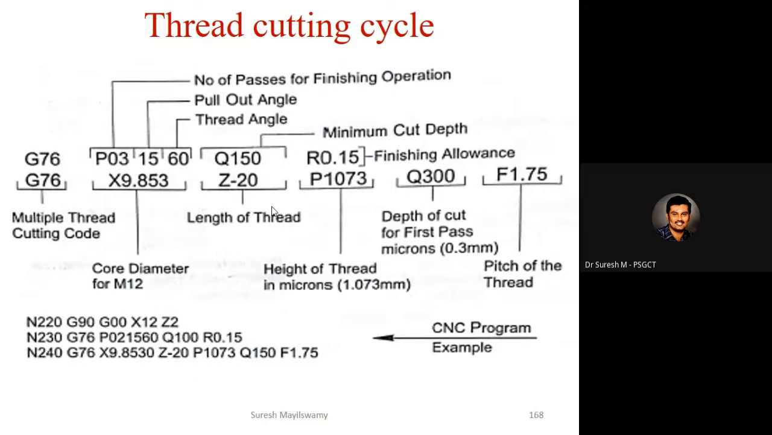And the next cycle, that is the last cycle, is called the thread cutting cycle. So here this is also a 2 block. The code for this thread cutting cycle is G76, but it is a little lengthier process. First, a 6 digit number is given in P, that is called the first block parameter. From the last, the first 2 digits are considered as the thread angle, the next 2 digits are called the pull out angle, and the last 2 digits are called the number of passes for the finishing operation.